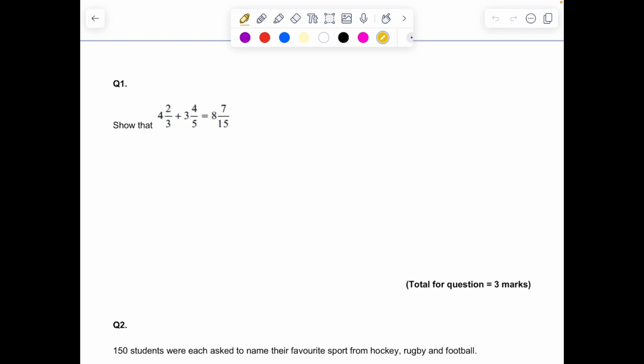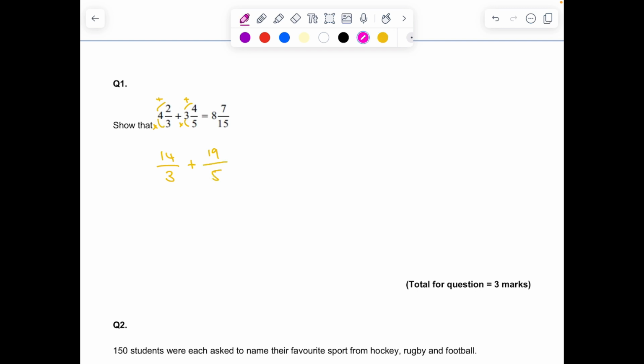And so I would turn them both into improper fractions first by multiplying, then adding. So 4 times 3 is 12, plus the 2 is 14 over 3. The denominator stays the same. 3 times 5 is 15, plus 4 is 19. So 19 over 5, the denominator stays the same.